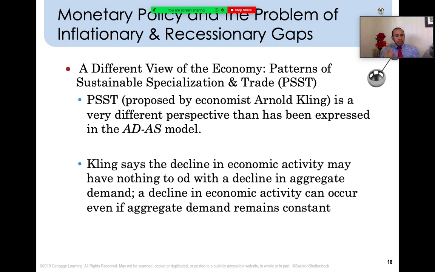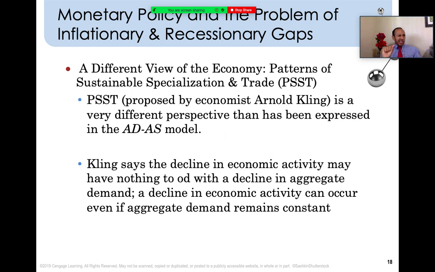Arnold Kling specifies that a decline in economic activity may have nothing to do with a decline in aggregate demand, or vice versa. An increase in aggregate demand may not have anything to do with an increase in the money supply, etc. More specifically, he focused on a decline in economic activity, and he stated that it can occur even if aggregate demand stays the same. There have been events in which aggregate demand was fine, something happened, and economic activity declined.